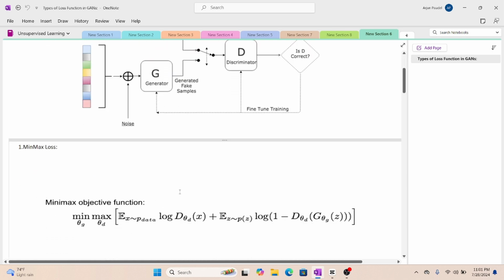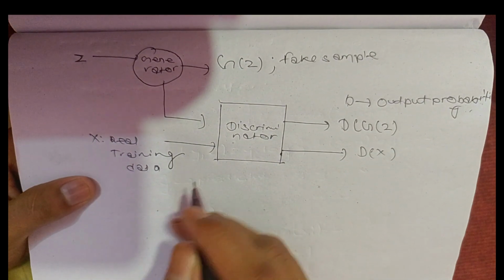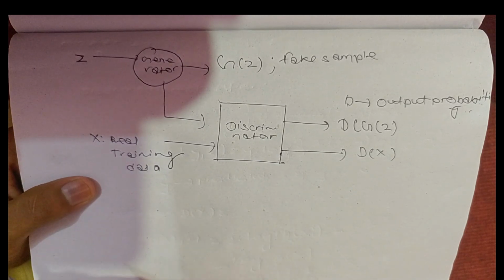This is the min-max loss. This is the objective of the min-max loss, and we will deep dive into this loss function and derive it from scratch in the copy. We will continue the loss of GANs from now. I will explain in my copy so you can easily grasp the concept.